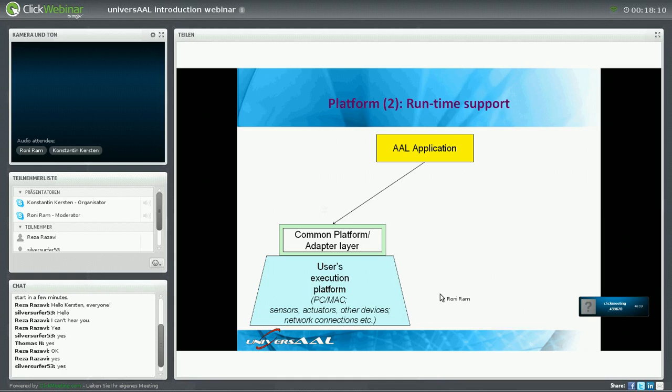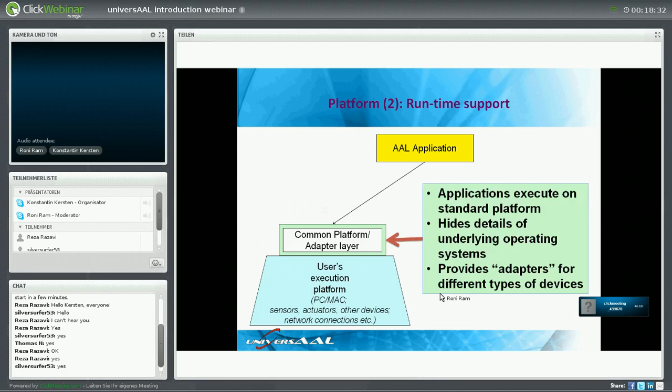The platform will allow execution on a wide variety of different hardware and operating system execution platforms, such as mobile phones, PCs, laptops, and so on. It will allow plug-and-play user sensors and other equipment available on the open market, and support easy composition of service elements developed using the platform to provide higher-level services. So the applications execute on a standard platform and are not exposed to the differences among the execution platforms, which makes it much easier to develop applications.